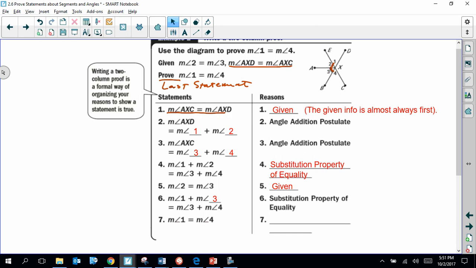So algebraically, if we were to move the measurement of angle 3 from one side of the equation to the other, then the measurements of angle 3 would cancel out of the equation that we see in step 6, leaving me with the statement the measurement of angle 1 is equal to the measurement of angle 4, which is what we're trying to prove. And what I did to get to that last step was I used the subtraction property. And so that would be our complete proof justifying the statement that the measurement of angle 1 is equal to the measurement of angle 4 in this particular diagram.